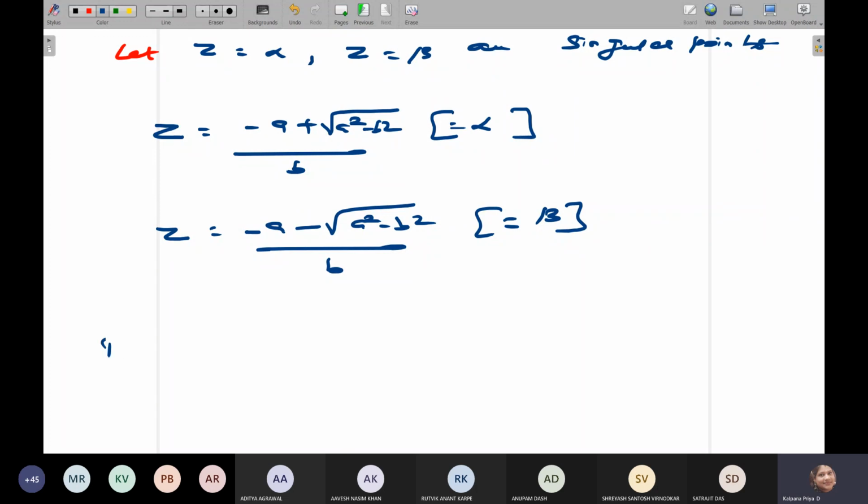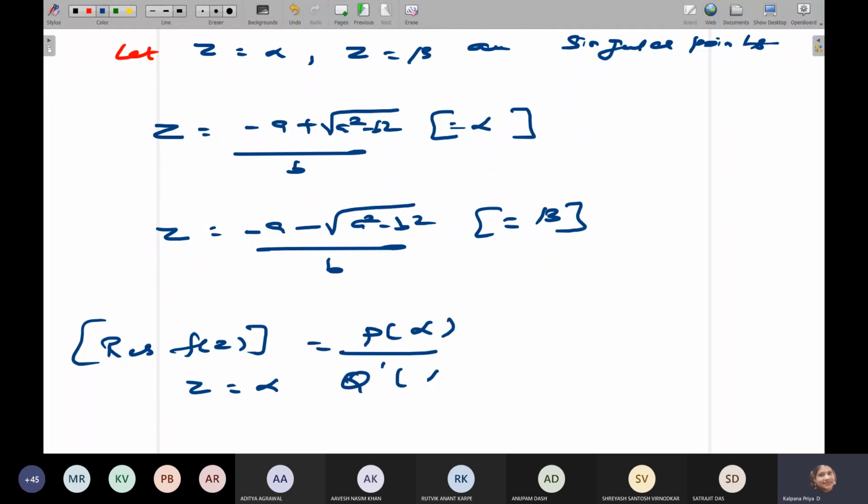So using that formula, the residue for the function f of z at z equal to alpha is P of alpha upon Q dash of alpha. Now, do you know this formula? Yes, ma'am.